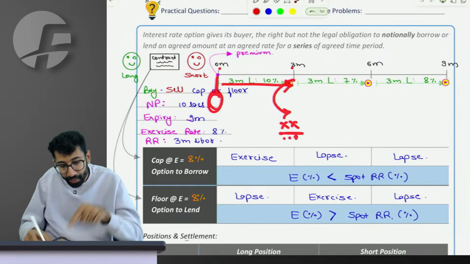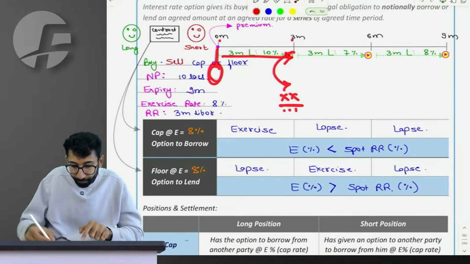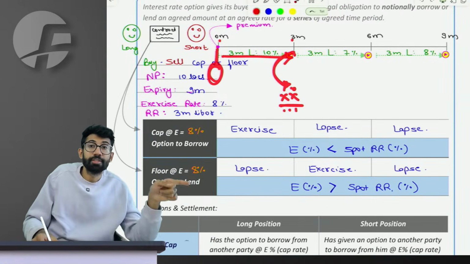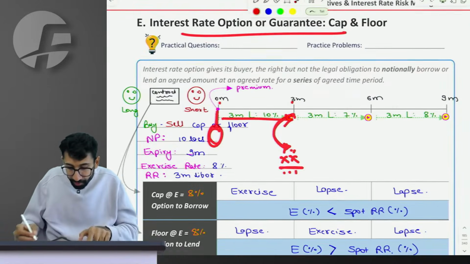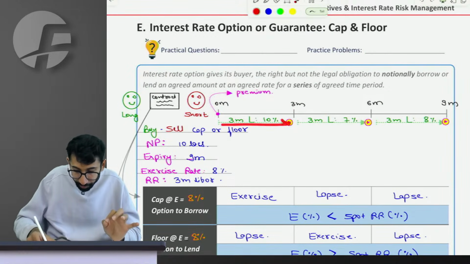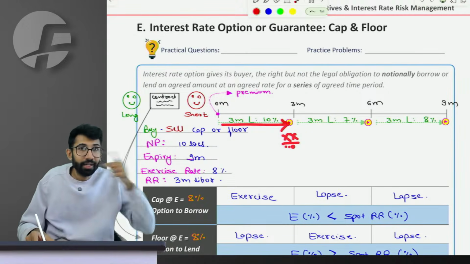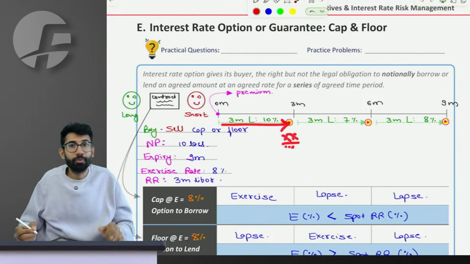And even in case of options or cap floor, the settlement happens here only, unlike FRA where the discounting was being done. If this is the period of borrowing, then settlement happens at the end of the borrowing period, unlike FRA where it was at the start of the borrowing period.